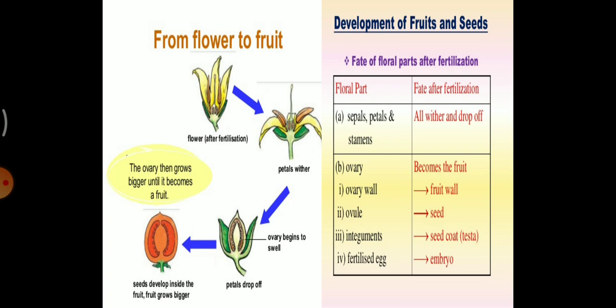Now, development of fruits and seeds. For instance, the floral parts, the sepals, petals, and stamens, all wither after fertilization. Whereas the female reproductive part, that is the ovary, ovule, integuments, and fertilized egg, develops further. The ovary becomes the fruit, and the ovary wall becomes the fruit wall. The ovule becomes the seed, the integuments become the seed coat, the tester, and the fertilized egg becomes an embryo. So this is the floral part before fertilization, and after fertilization it becomes this. I hope you have understood the concept. Thank you.